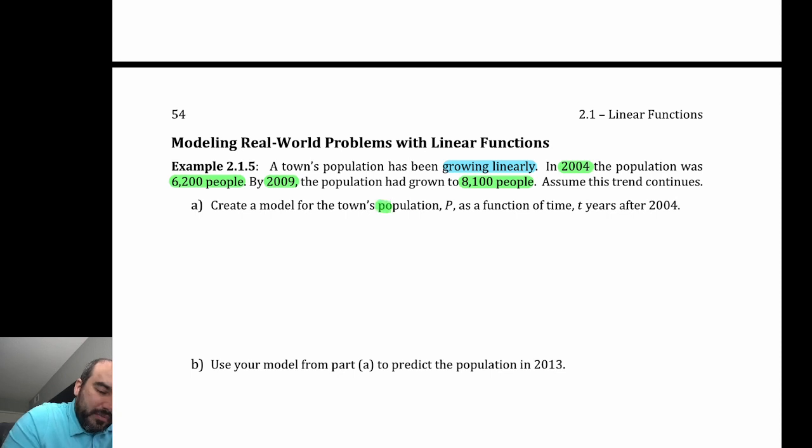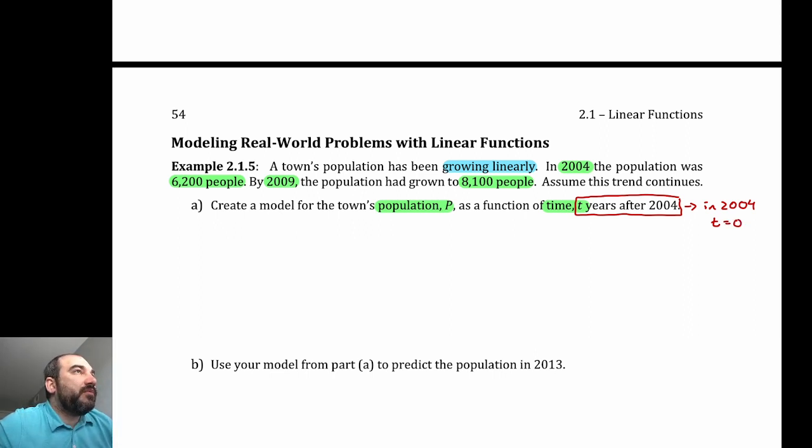Population is going to be P and time is going to be represented with T. So we're not using X's and Y's here. We're using T's and P's instead. But it says T years after 2004. So that part at the end is very important. So this, T years after 2004, means in 2004, T equals 0.